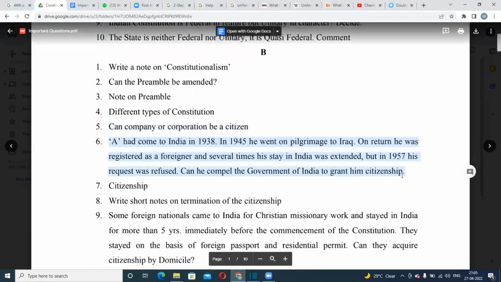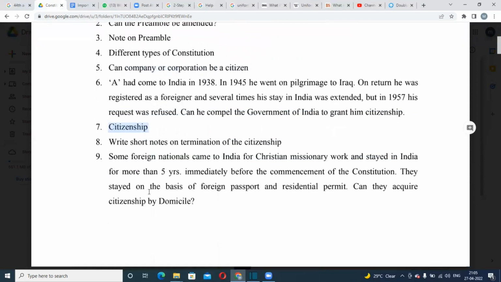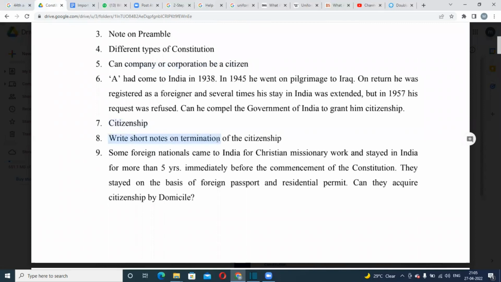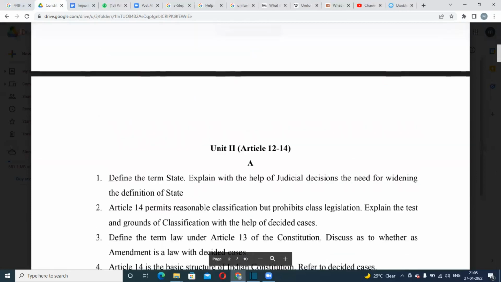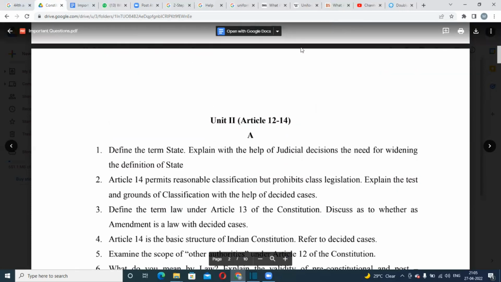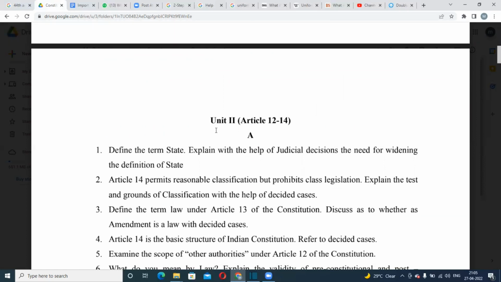Then we have one situation-based question. Then we have a question or a short note on citizenship. Write a short note on termination of citizenship. This again is similar to the previous one we saw. Then again we have another one based on a situation. And these are all from unit 1. That would cover your entire syllabus, all the topics that are given in your syllabus.